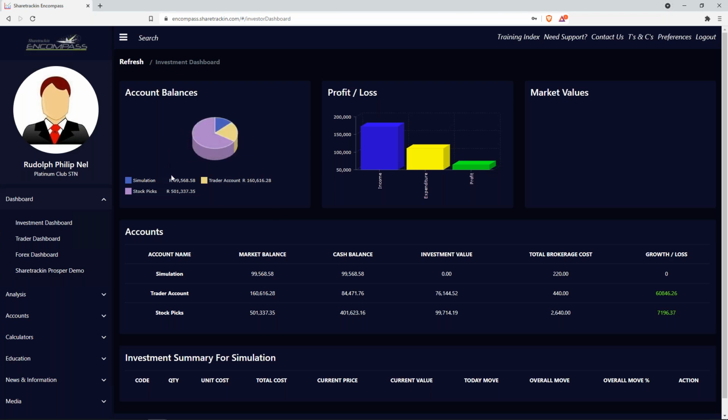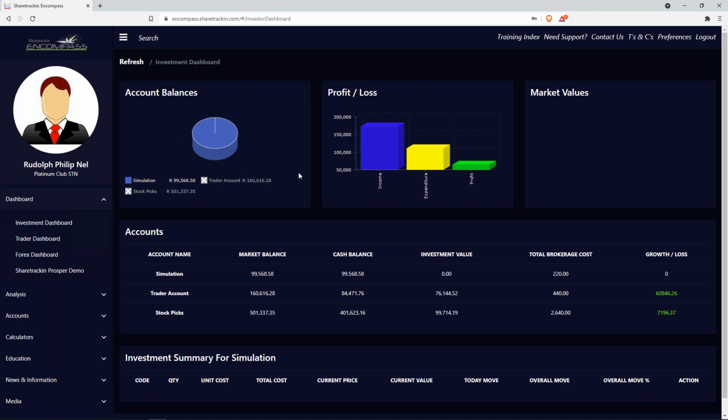So in my case, I've got three accounts. I've got my simulation account, trader account, and then the stock picks account. So if you want to see, for instance, only the simulation one, which is the default usually starts off with 100,000. So you will have one solid pie graph. So you won't have all the others in between.